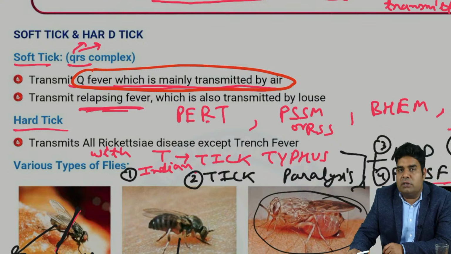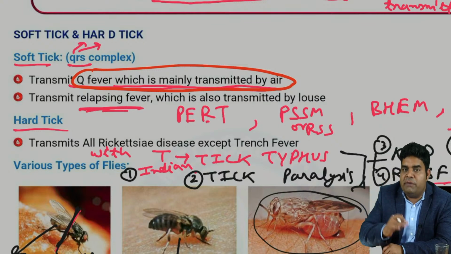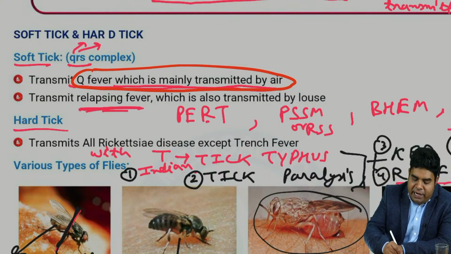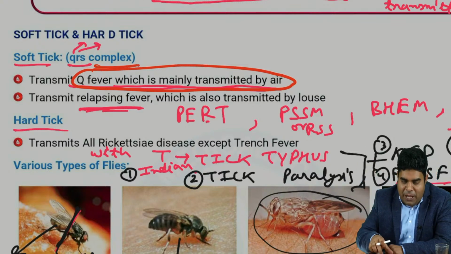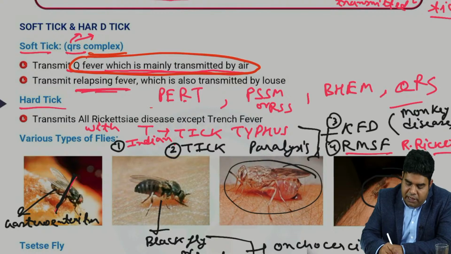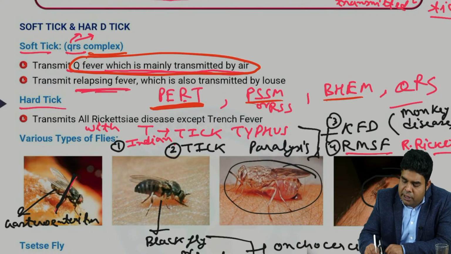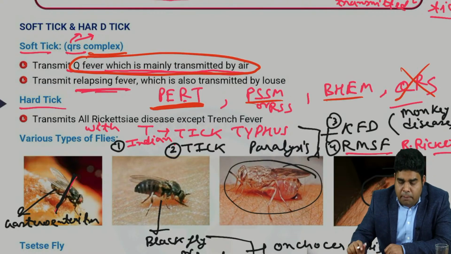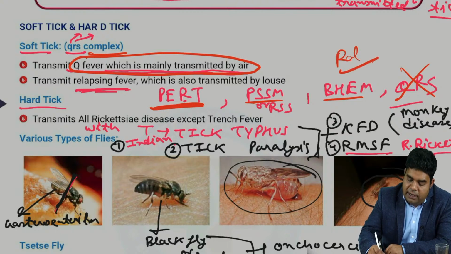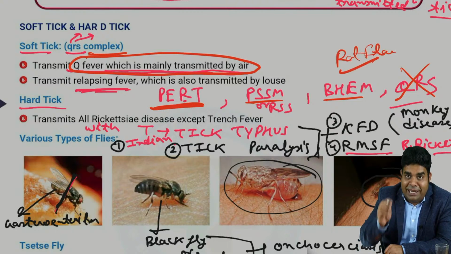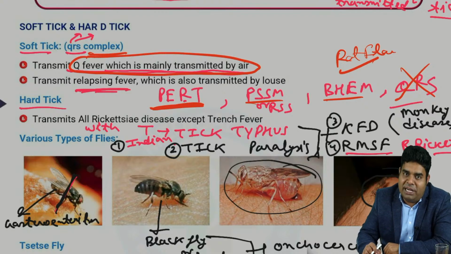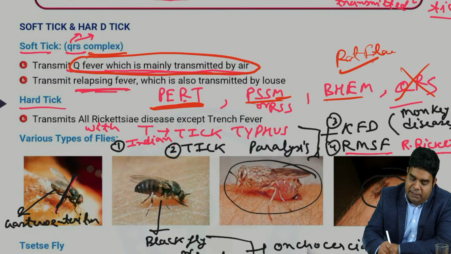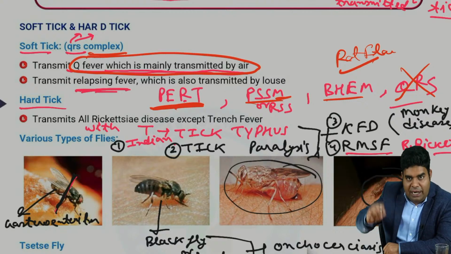That's why the mnemonic for soft tick is QRS complex. Q fever, relapsing fever by soft tick. And why it is complex? Because both of them are transmitted by some other agent. So the only three mnemonic I have gave you is PERT, PSSM, BHEM. QRS, even if you forget, it's okay. But do remember BHEM for rat flea, and do remember what is inside the mnemonic also. Bubonic plague, hymenolepis, endemic typhus, murine typhus. PSSM for mite, PERT for head louse.